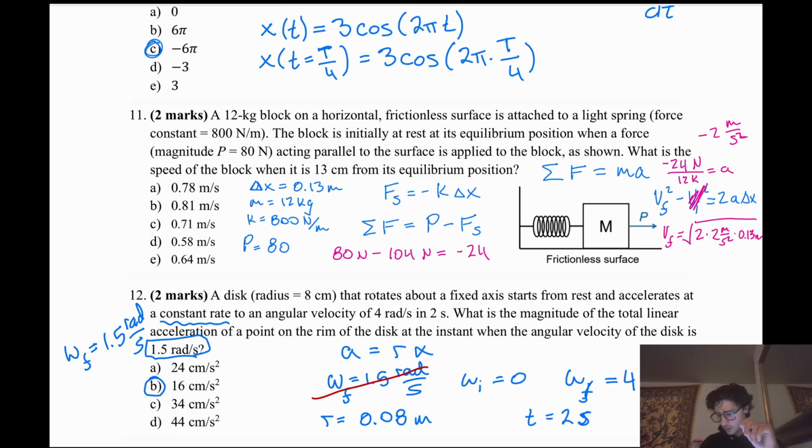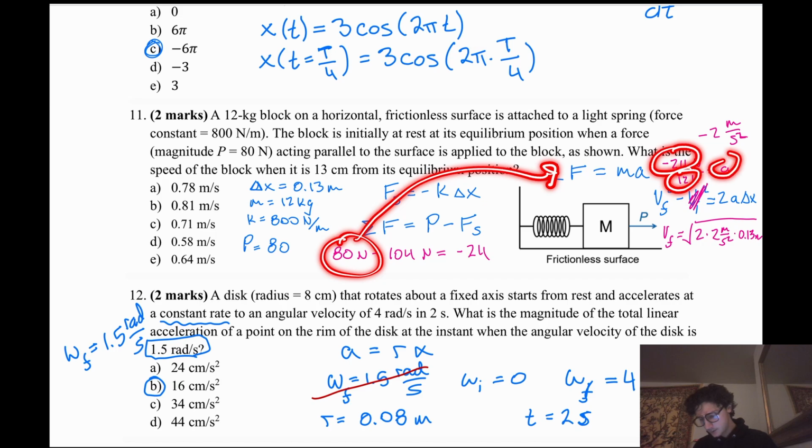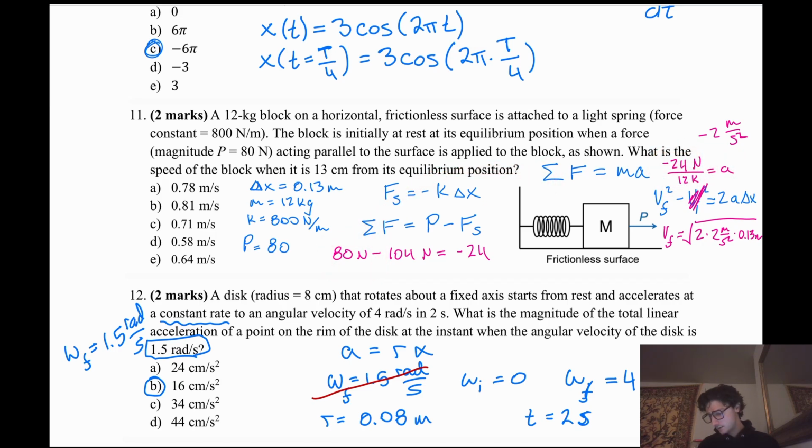You know what? Let me try 80. I'm just going to put 80 into this equation. 80 divided by the mass gives me an acceleration. So 80 divided by 12 gives me 6.66. Wait, wasn't that the same thing? No, it wasn't. So now I'm going to do final velocity, square root of 2 times 6.66 times 0.13, 1.22. Still not it. This problem is weird.